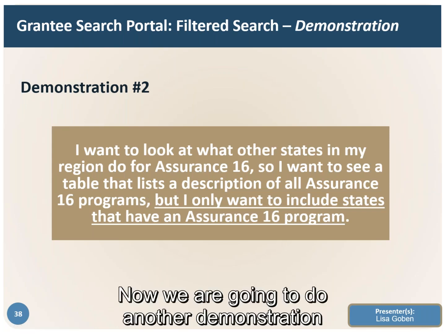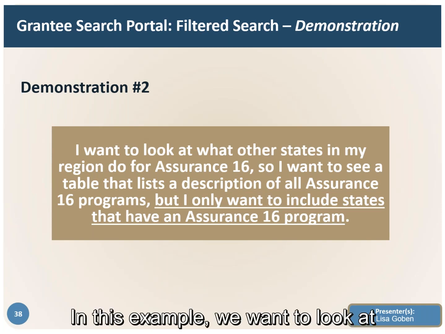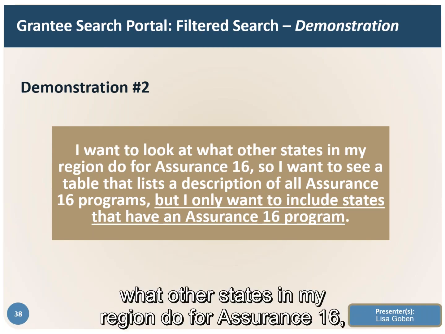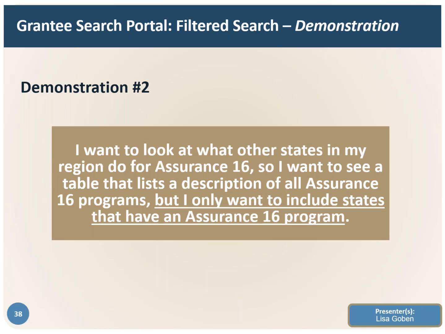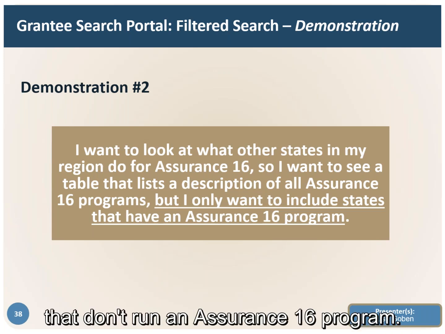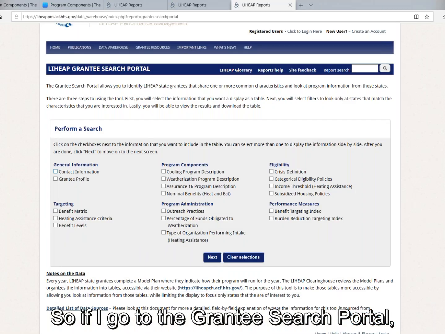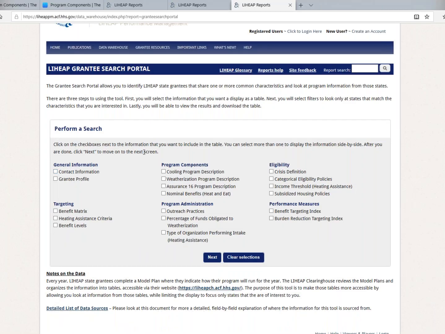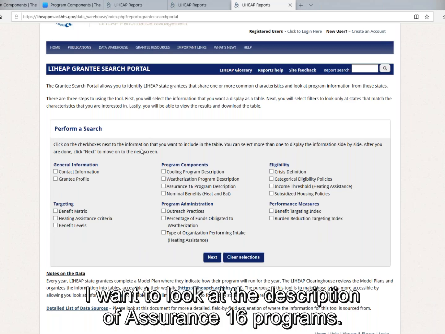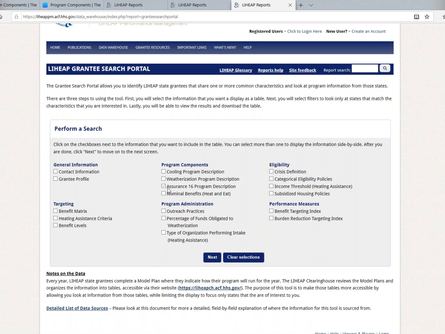Now we are going to do another demonstration on how to use filters to produce specific results. In this example, we want to look at what other states in my region do for Assurance 16. And I want to see a table that lists a description of all Assurance 16 programs, but I want it to exclude states that don't run an Assurance 16 program. So if I go to the Grantee Search Portal, I want to look at the descriptions of Assurance 16 programs. So I click on Assurance 16 program description and go to the next screen.